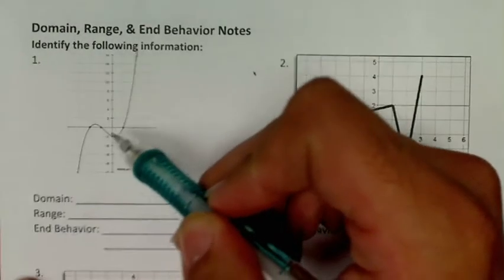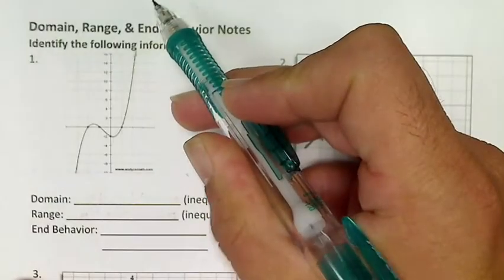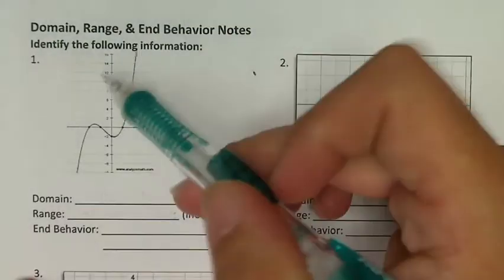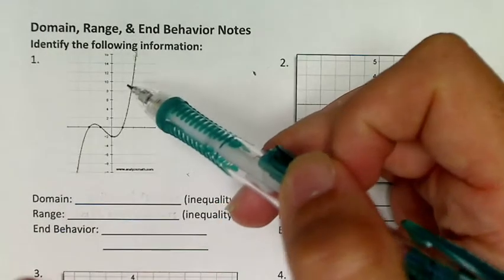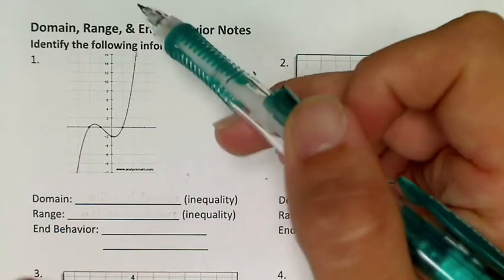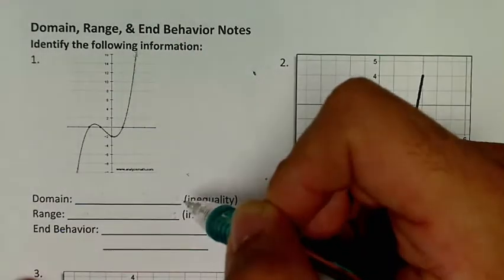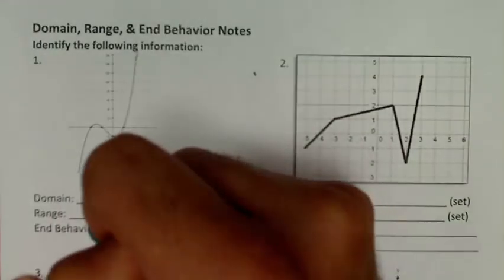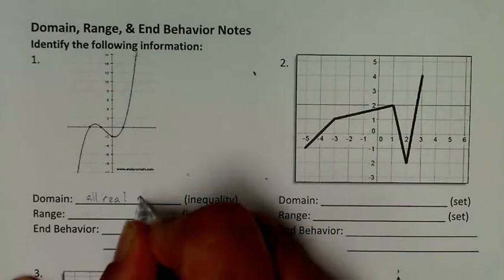Our highest x value, well, this graph goes forever and ever in this direction, which I know it's going up, but again, we're looking at the x values for a domain, means that this graph goes to positive infinity on the right. So our domain is all real numbers.